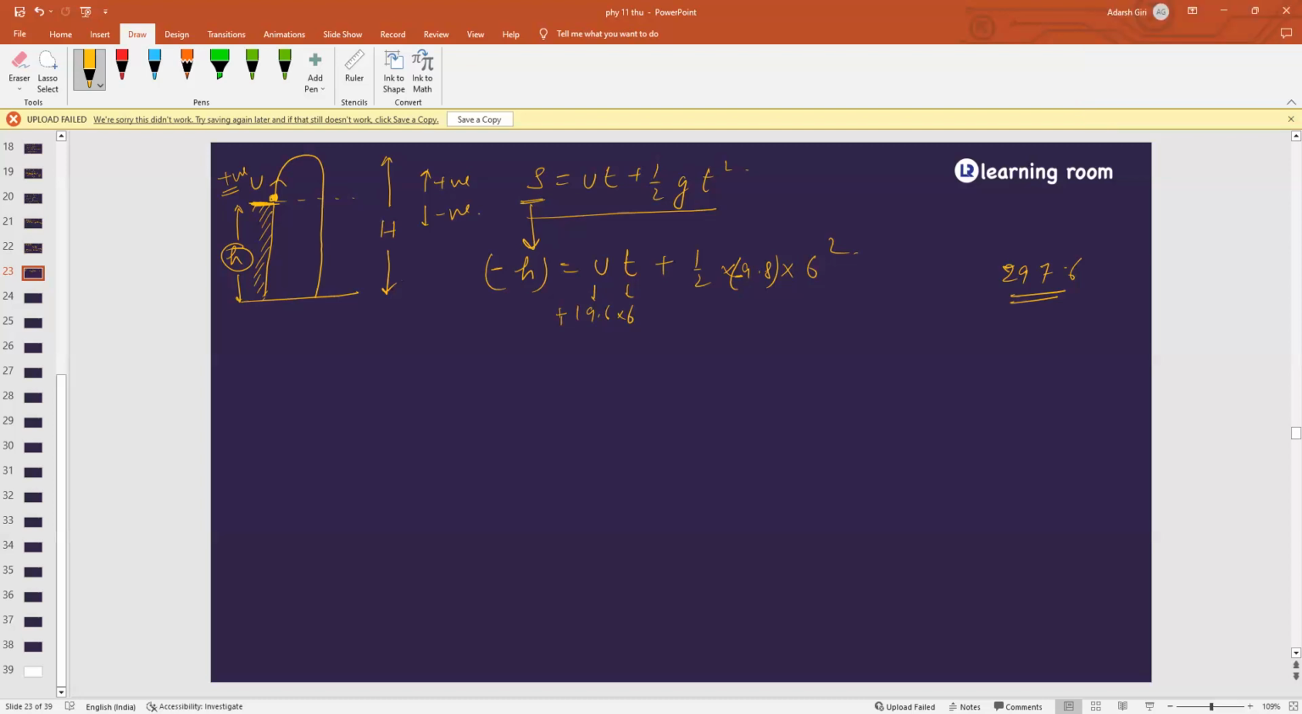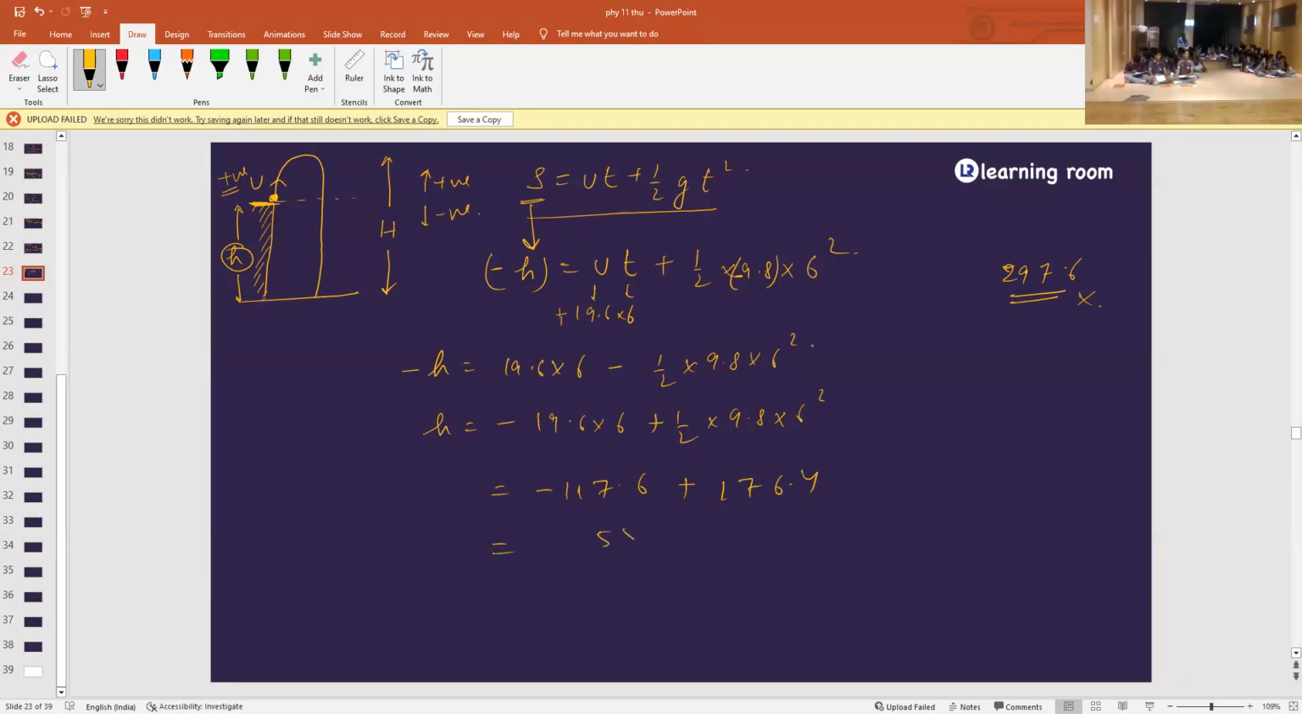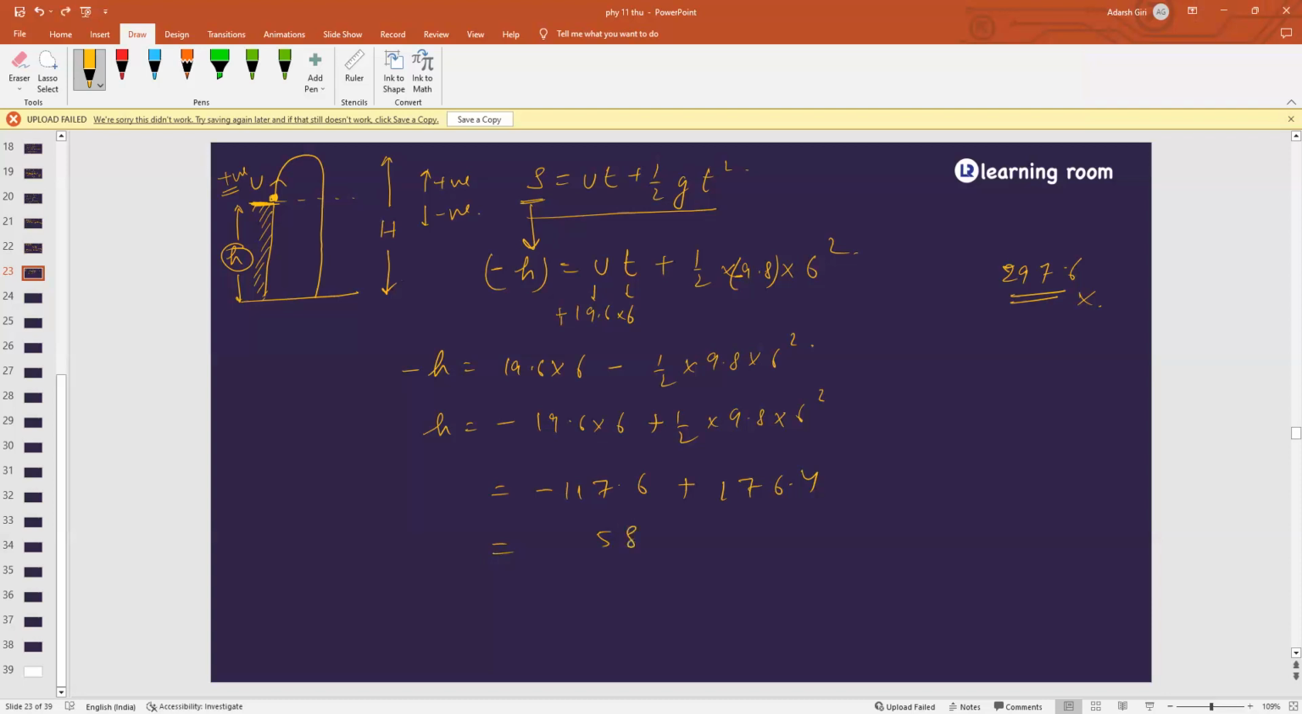No problem. Even with that, no problem. See here, that is too big an answer. Minus h equals 19.6 into 6 minus half into 9.8 into 6 square. So h will be equal to minus 19.6 into 6 plus half into 9.8 into 6 square. That will be 117.6 plus this is minus, and this part will be 176.4. So if you solve this, you'll get 58.8 meters. Check it once. This is the answer that you should get.